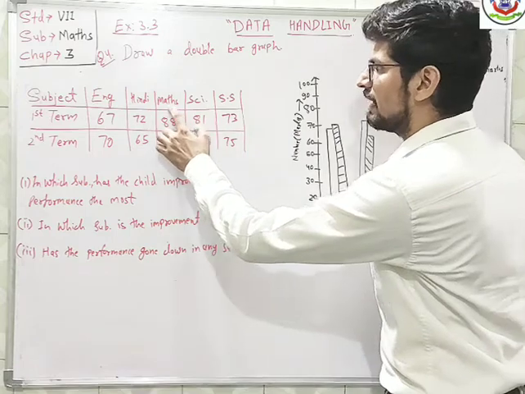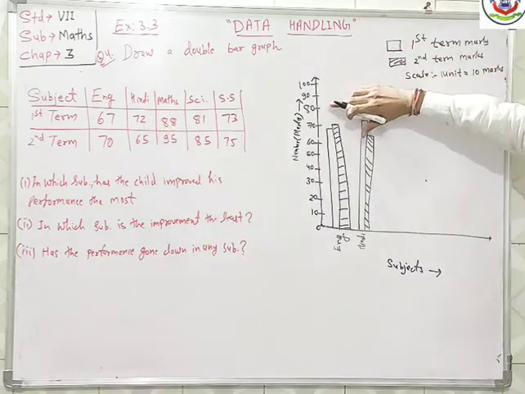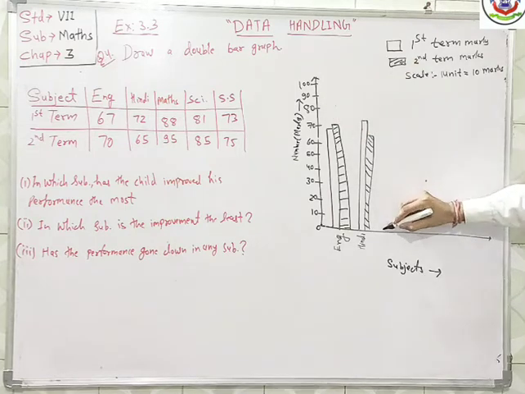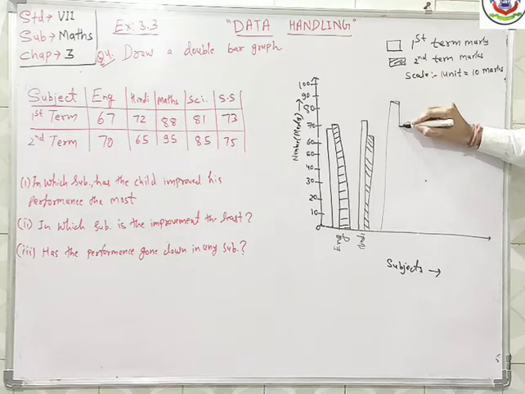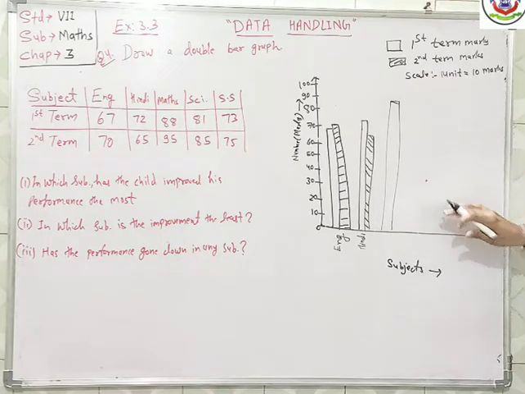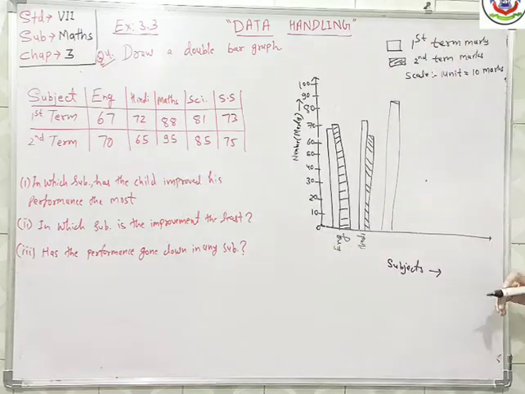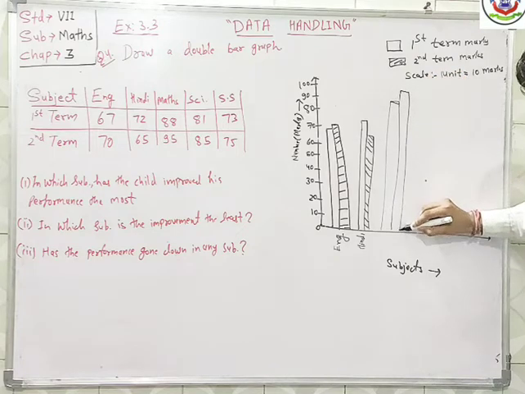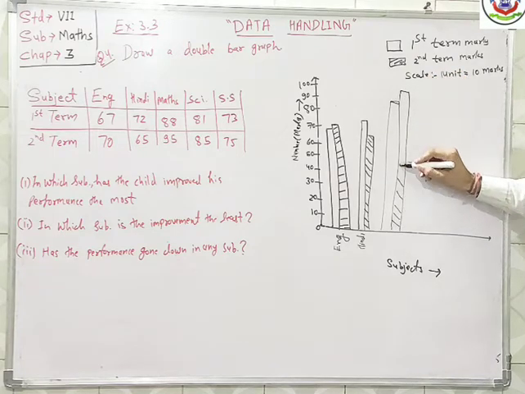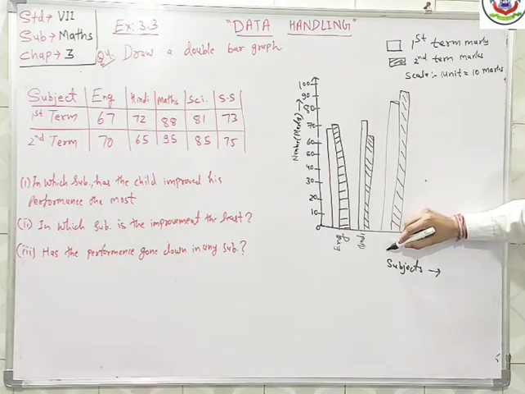In a similar manner, in maths, in first term we have 88 marks. So 88 is between 80 and 90. Then in second term, he got 95 marks. So 95 is between 90 and 100. And for the second term marks, we have to draw these lines. And these marks are for maths.